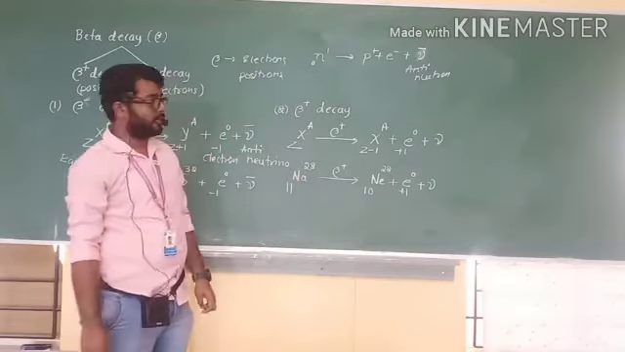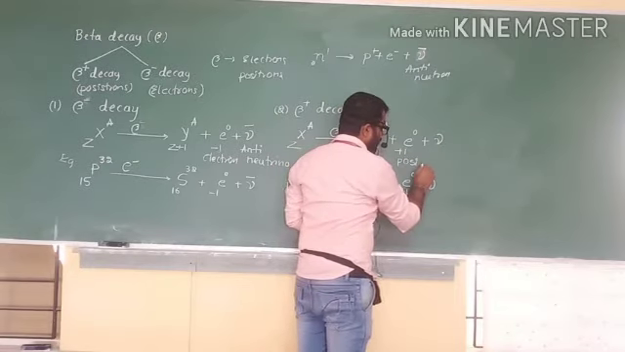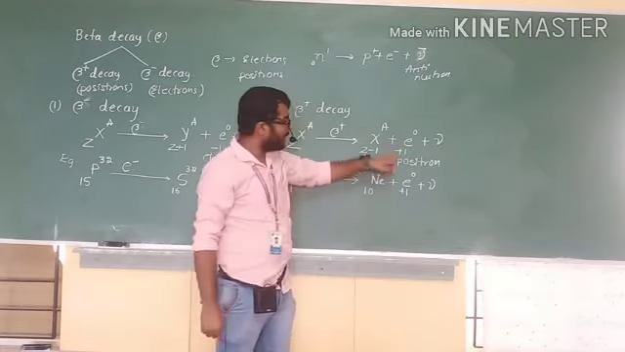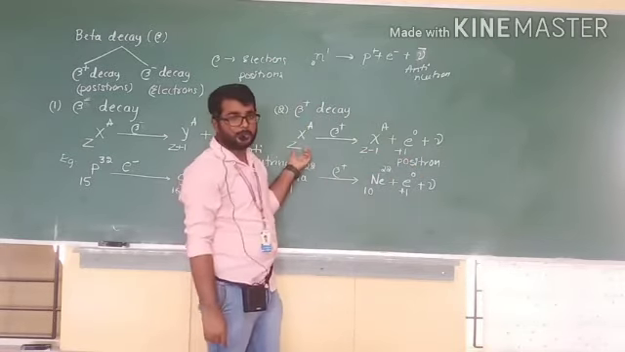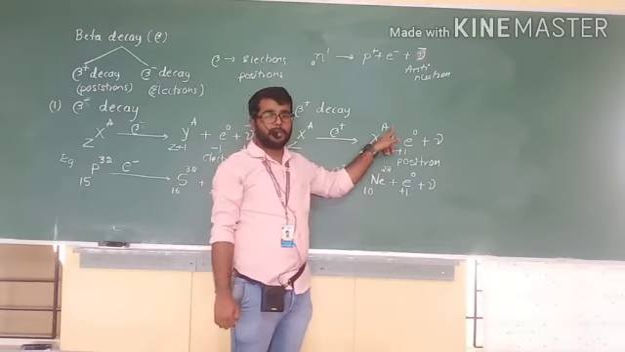Here the nucleus is represented by ZXA, beta plus decay. In beta plus decay, the particle emitted is a positive electron, that is a positron. Since +1 charge is emitted, the atomic number must be conserved, so Z becomes Z minus 1. That is, atomic number decreases by 1 unit and mass number remains the same.